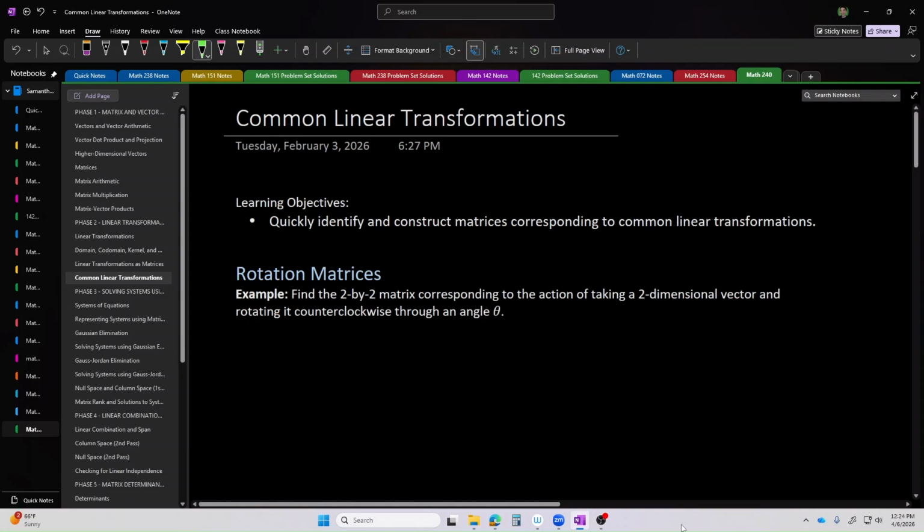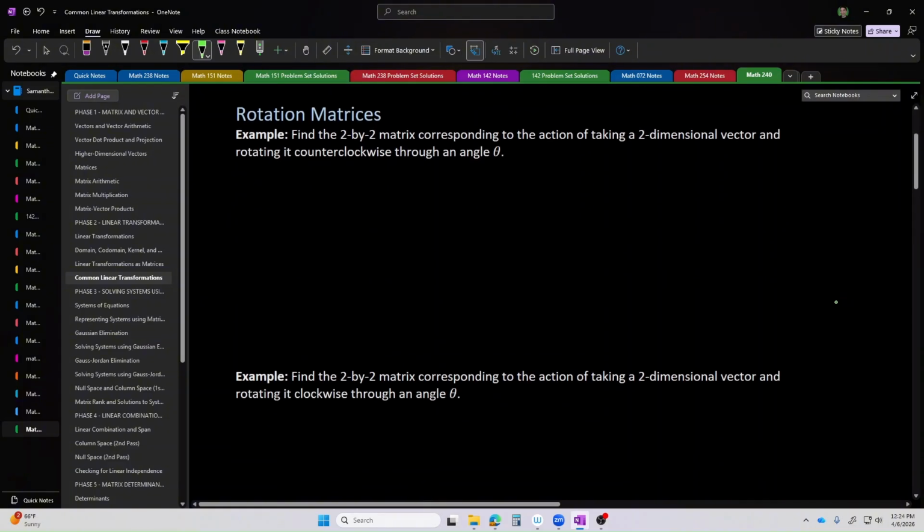So in the previous video, we noted that any linear transformation that is turning some vector into some other vector can be represented using a matrix. And in today's video, we're going to practice finding the matrix representing some of the most common types of linear transformations.